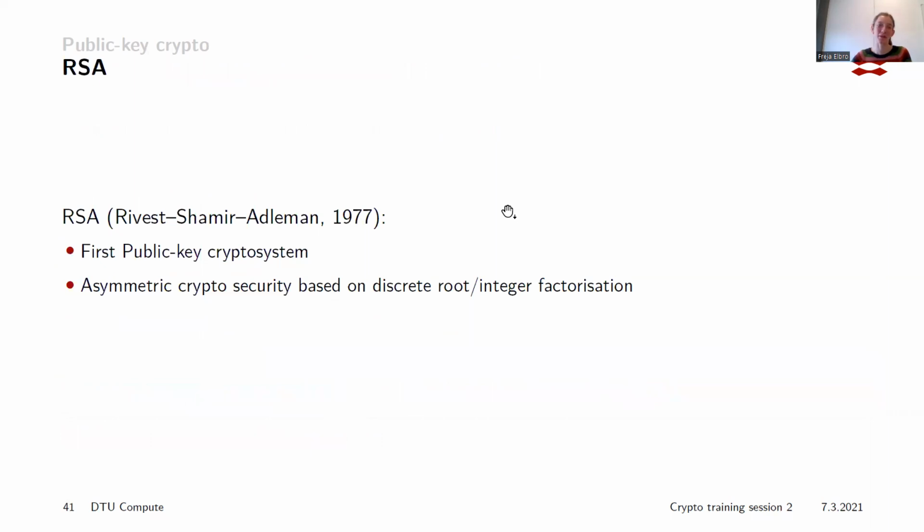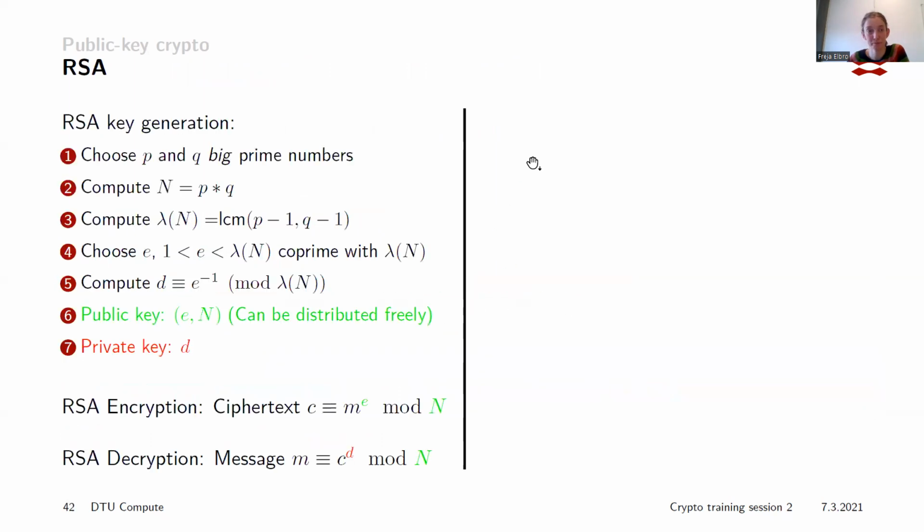Okay, let's first do a little bit of history. RSA stands for Rivest Shamir Adleman, and RSA was invented in 1977. It's the first public key crypto system, and it's an asymmetric crypto system based on the discrete root and integer factorization problems. Okay, so how does it work?